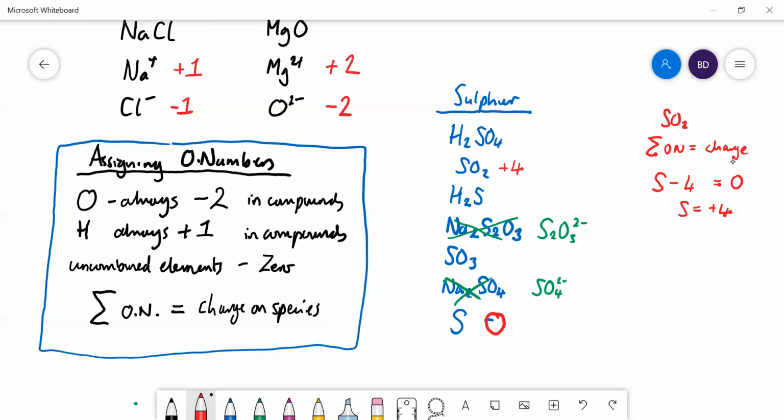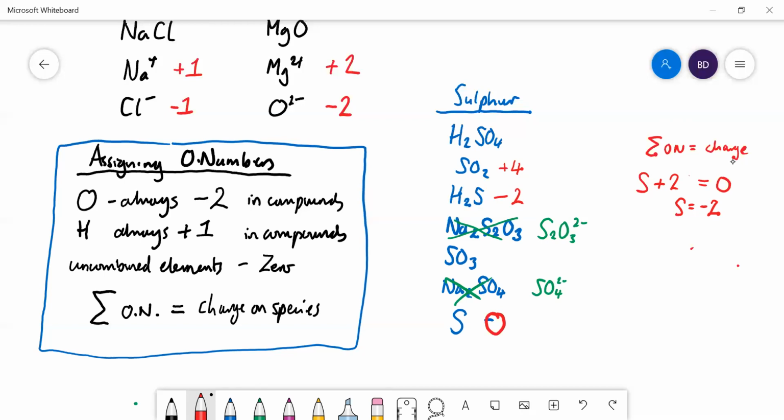Okay, let's do another one now. Let's do H2S this time. So we know, H2S, the charge on the species is equal to 0. Sulfur, we don't know. Hydrogen is always +1, isn't it? So we've got 2 of them, so we've got +2. So sulfur there has got an oxidation number of -2.